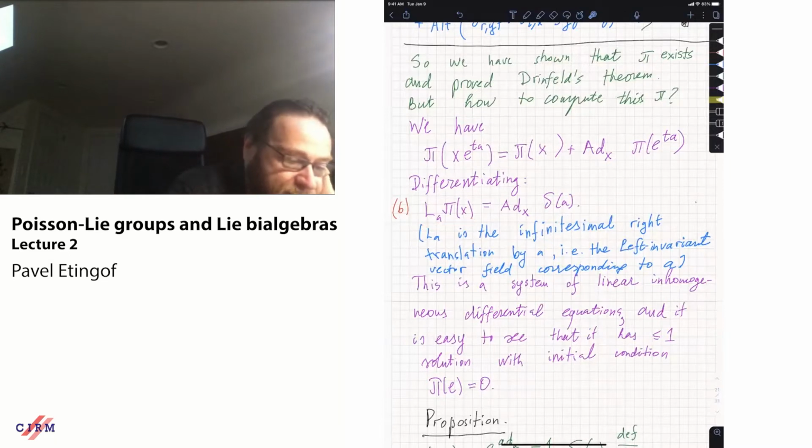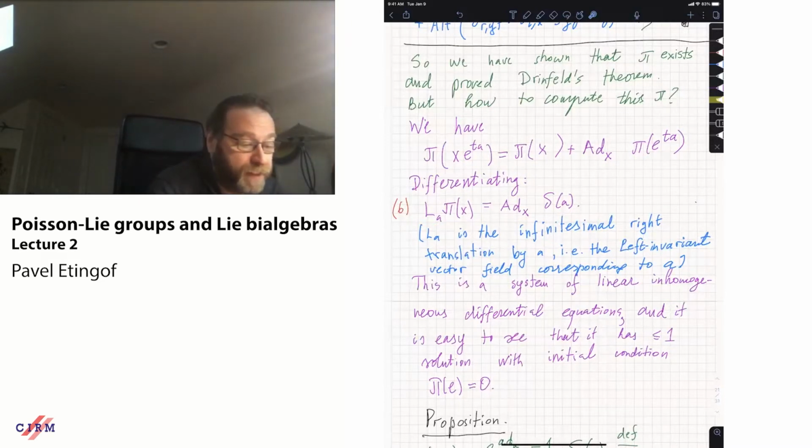But on the right-hand side, only the first term is independent of t, so it gets killed when I take the derivative. And the second term is pi of e to the ta conjugated by x. So when I differentiate this at t equals 0, as you know, we just get the co-bracket delta. So I get adjoint of x acting on delta of x.